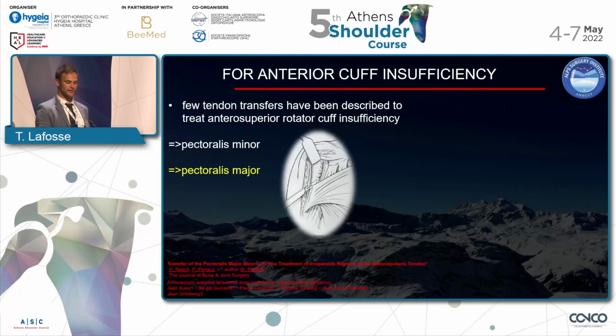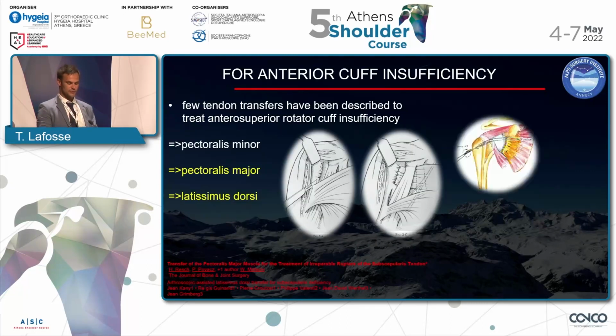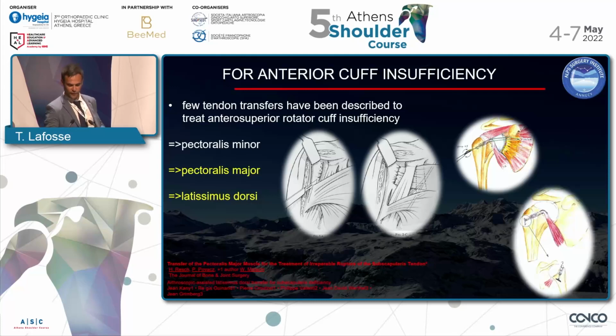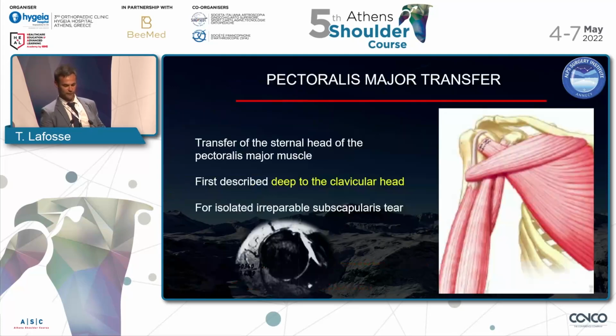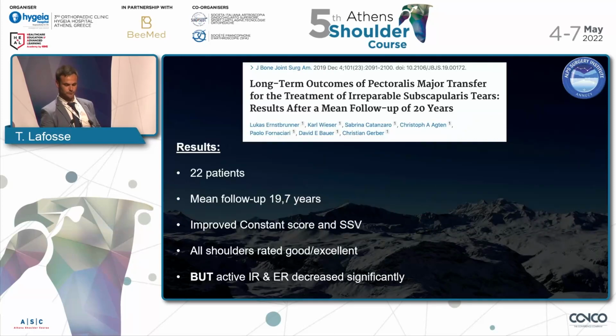So for anterior cuff insufficiencies, a few tendon transfers have been described so far, including the pectoralis minor, the pectoralis major, and the latissimus dorsi, as nicely exposed in those drawings from our friends. The idea of this lecture is not to say if one is better than the other, but I'm trying to explain what the possibilities are and the history about it. It started with the transfer of the sternal head of the pec major, first described deep to the clavicular head and for isolated irreparable subscap tears.